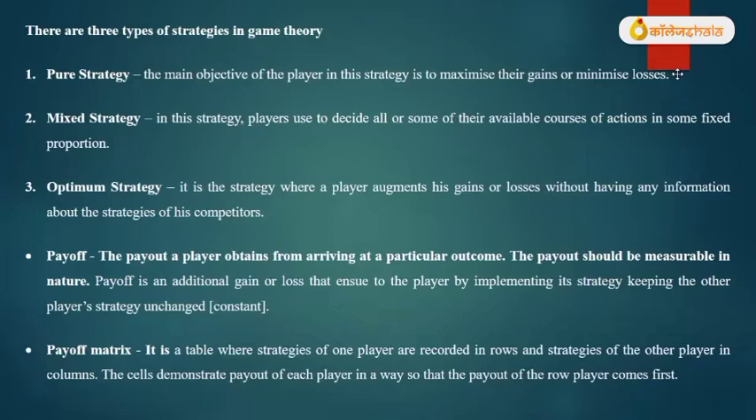When players are choosing between the options, or taking strategies, acting to make the decision, the outcomes the players are getting is the payoff. Let me explain it in the slides. The payoff a player obtains from arriving at a particular outcome. That means, in a very easy way, payoff is an additional gain or loss that ensues to the player by implementing its strategy, keeping the other player's strategy unchanged.